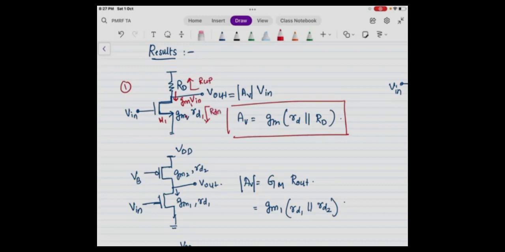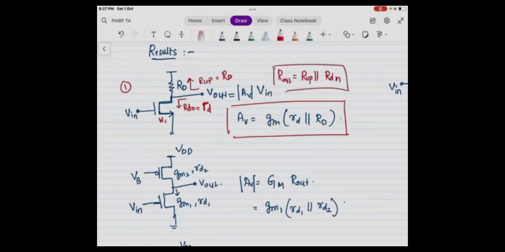So here basically, let me do a clear diagram. Here, R looking down is nothing but the MOSFET's R out. So this is small rd, and R up is nothing but capital RD. These two in parallel, R up parallel R down, is R out. That's why AV is directly GM times rd parallel capital RD, and you did not solve any small signal for this.